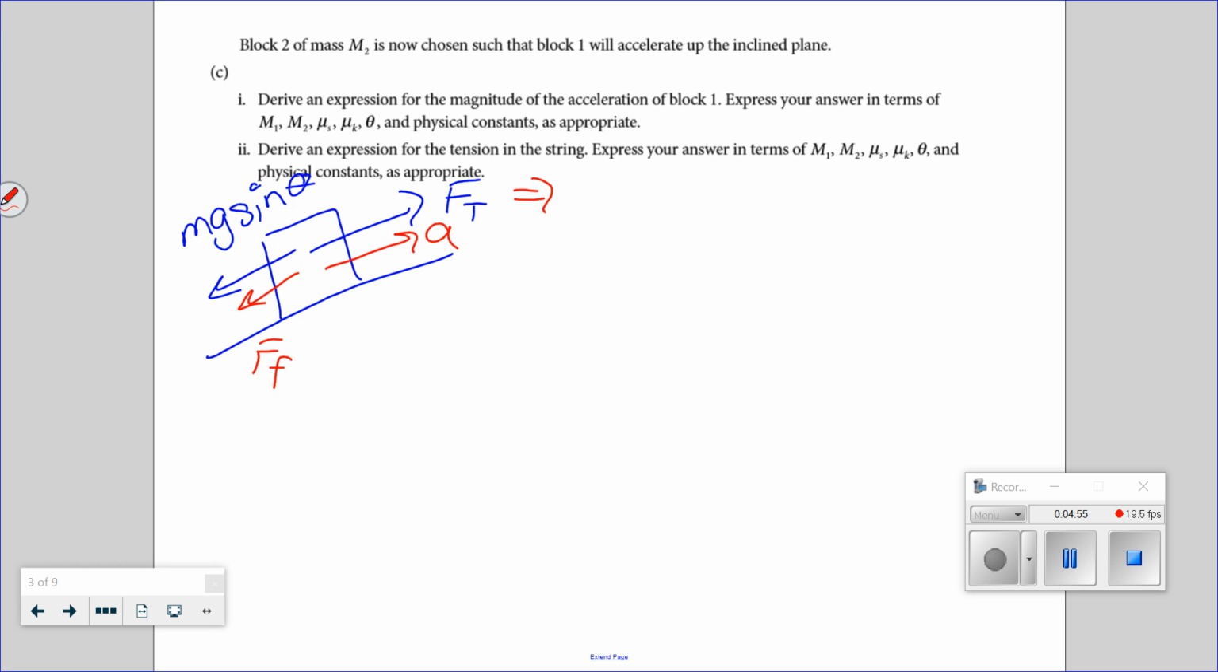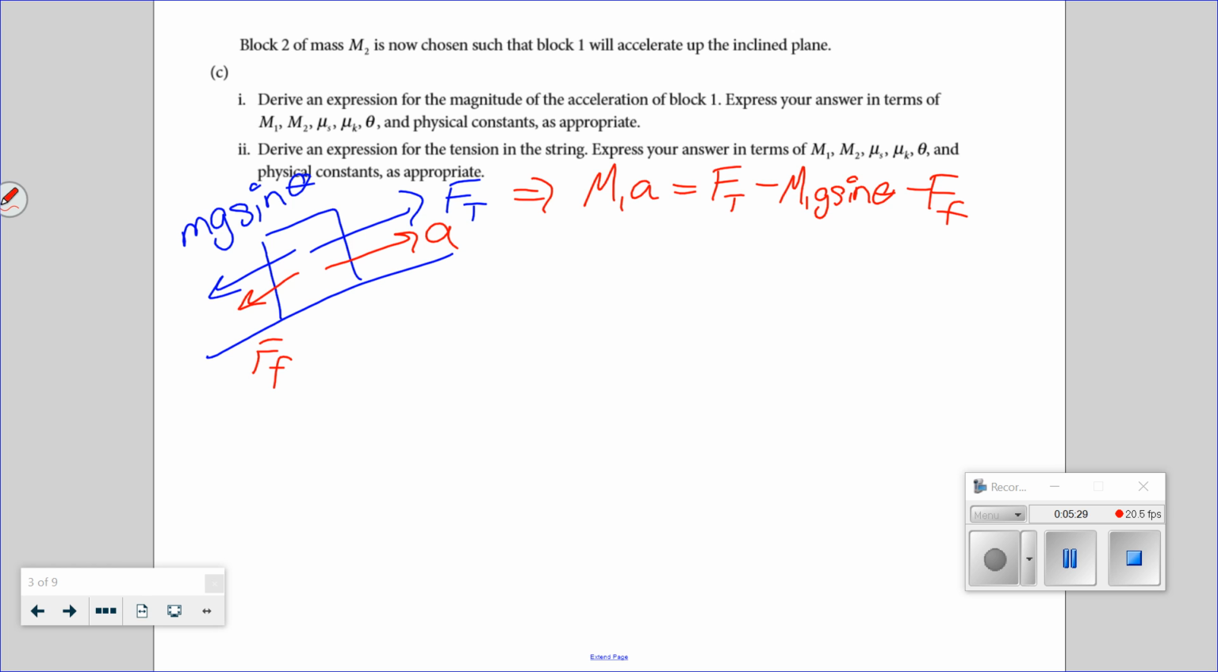Mass times acceleration of block 1. m1a equals the force of tension minus m1g sine theta minus force of friction. Okay, so we've got tension applied, it does accelerate, it's got mg, it's got force of friction.